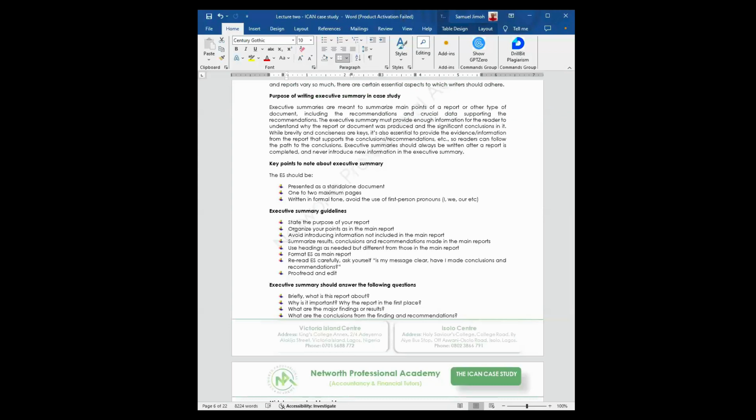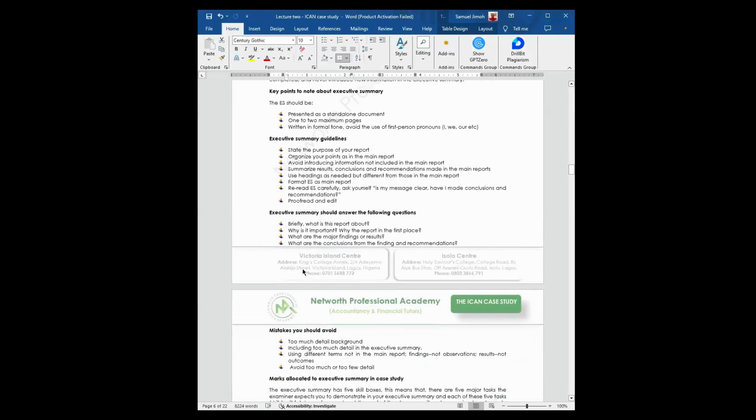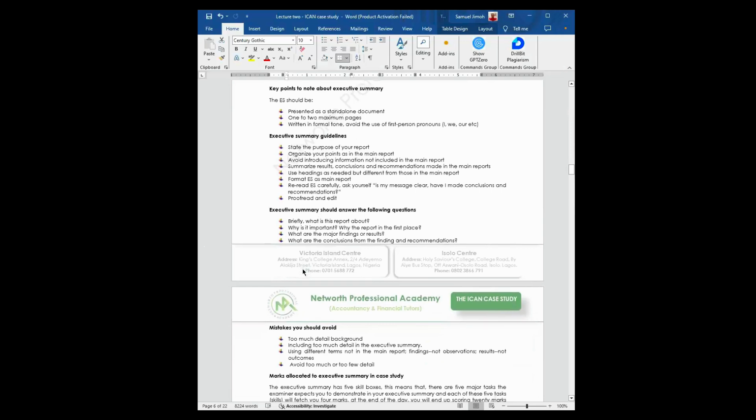Short, and that will also give them detailed information about the whole work that you have done. That is the main reason why you have an executive summary in the case. So here are a few points you should note about executive summary.